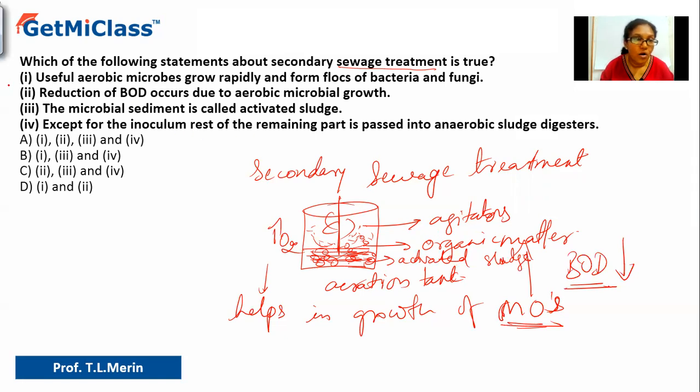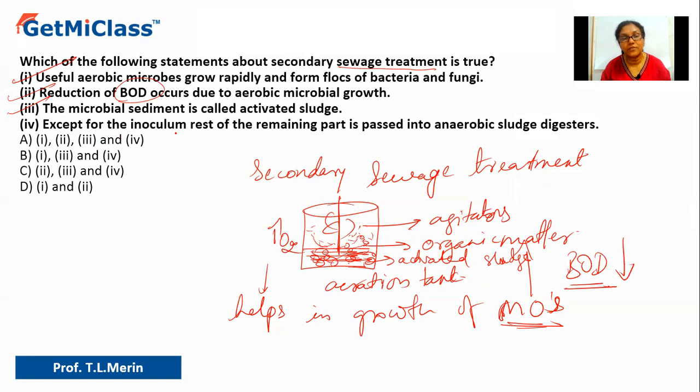So let us see. Option A says useful aerobic microbes grow rapidly and form flocks of bacteria and fungi. That is absolutely right. Statement 2 says reduction of BOD occurs due to aerobic microbial growth. Yes, absolutely right. Because aerobic microbes are growing, they are capable of digesting the organic matter, and hence they are reducing the BOD. That is also correct. Then statement 3 says the microbial sediment is called activated sludge. Yes, because it consists of active organisms. So that is also correct.